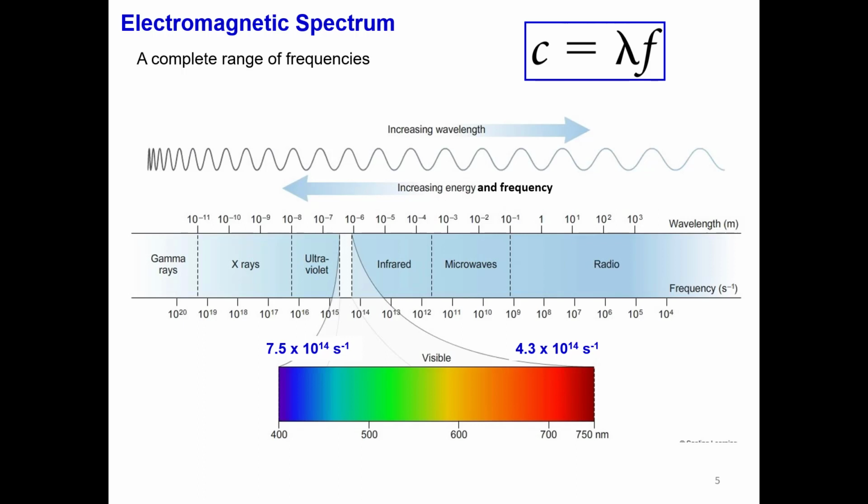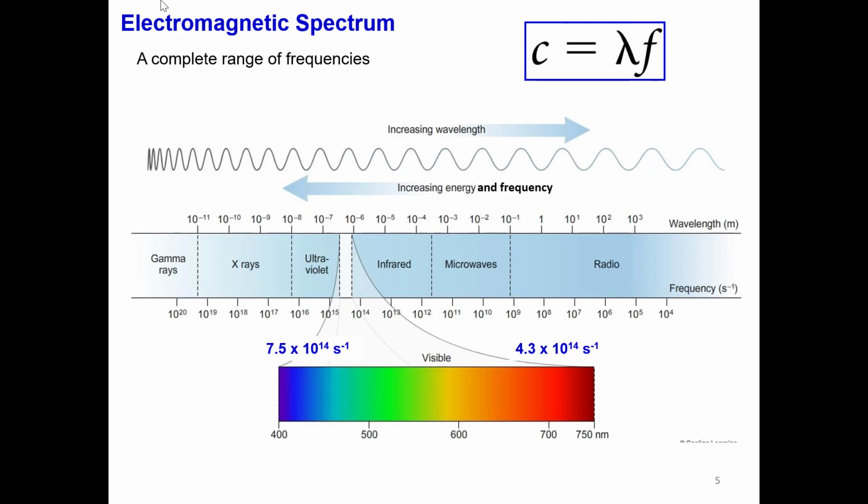Because all these are waves, we can describe them in terms of speed, wavelength, and frequency. One thing is that radio signals always have the larger wavelengths, and gamma rays have the smallest wavelengths.